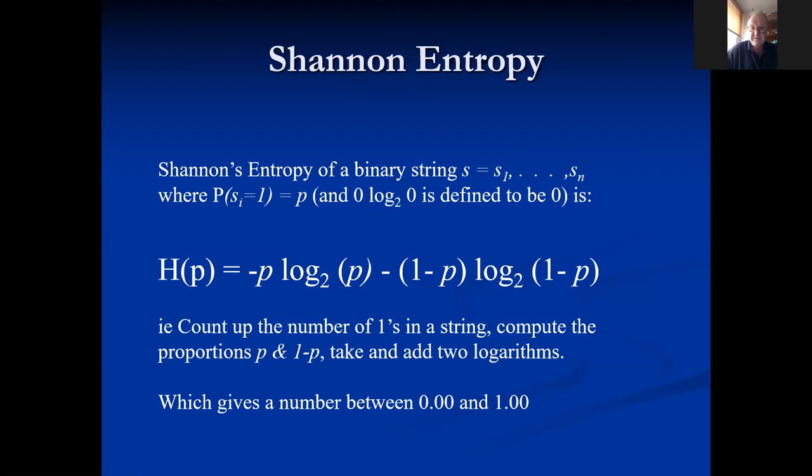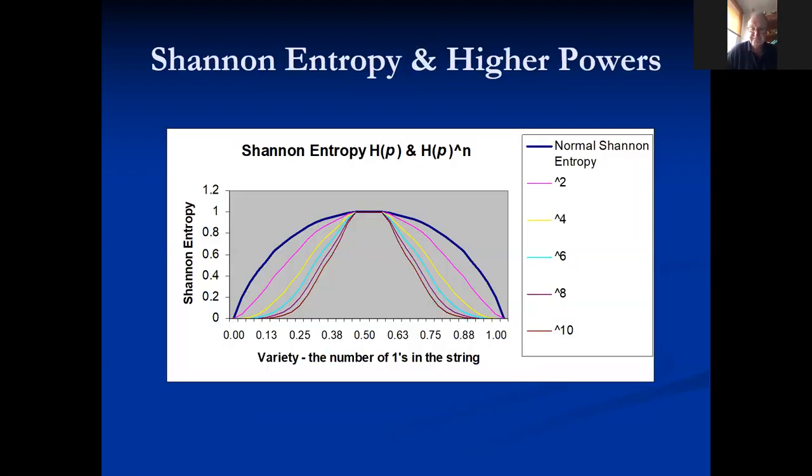A number that has a Shannon entropy of 0 doesn't have any variety in it. It's all zeros or all ones. And a number that has a Shannon entropy of 0.5 has an equal number of zeros and ones within it. Thanks, Mark. If anyone has any questions at any time, just blurt right in.